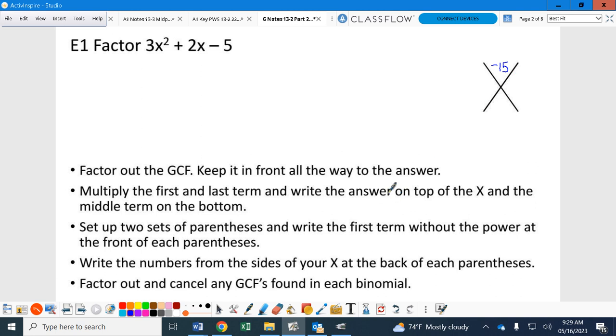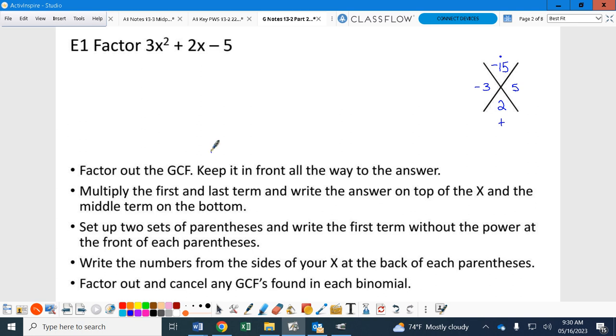You're going to take the middle term and put it on the bottom, so you're going to put a 2 right here. And you're looking for the numbers that multiply to give you negative 15, but add to give you 2. What two numbers will work? Negative 3 and positive 5. Absolutely work. Anybody have a question why that works? Anything about the diamond itself?